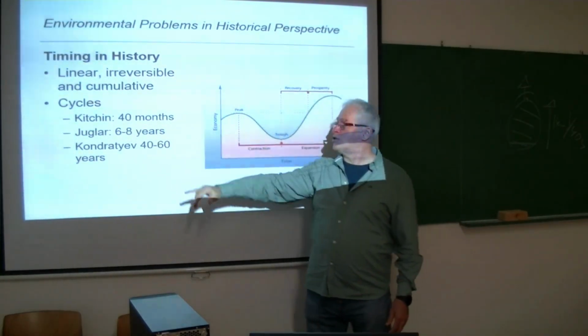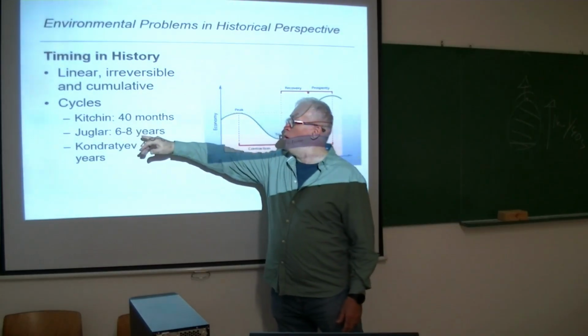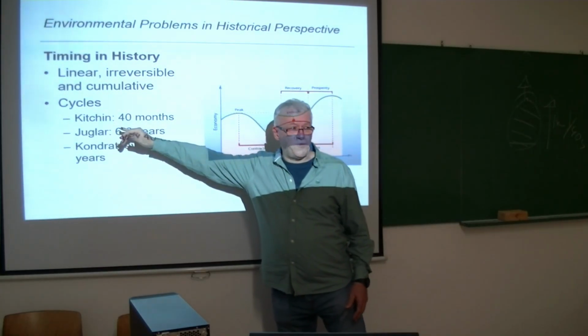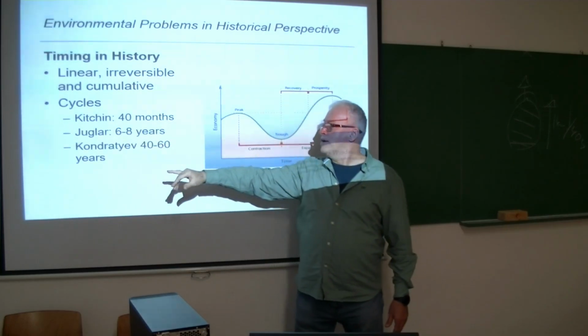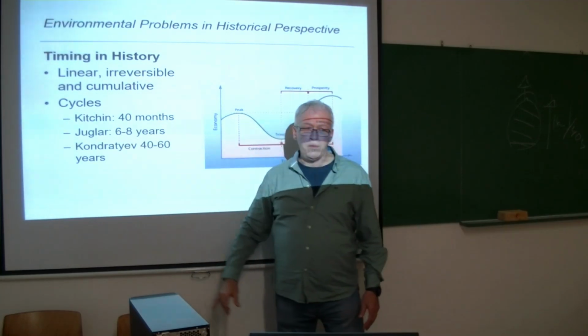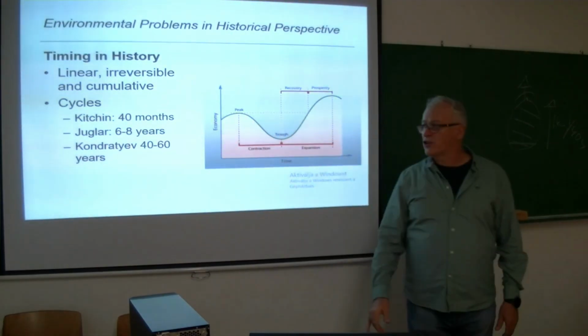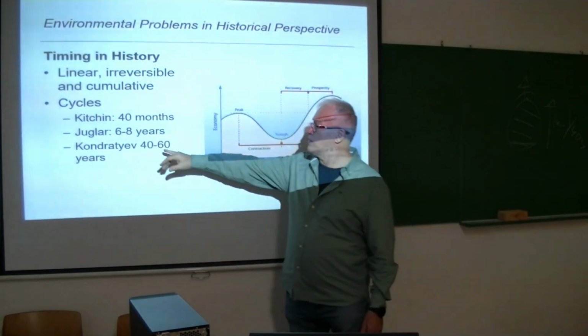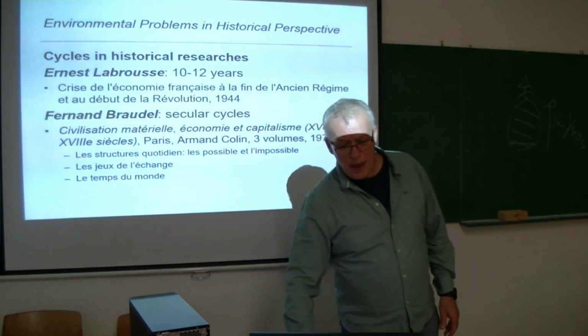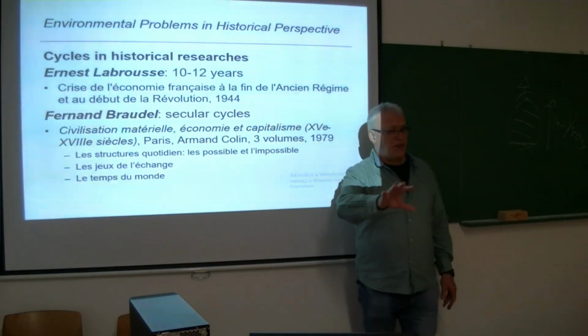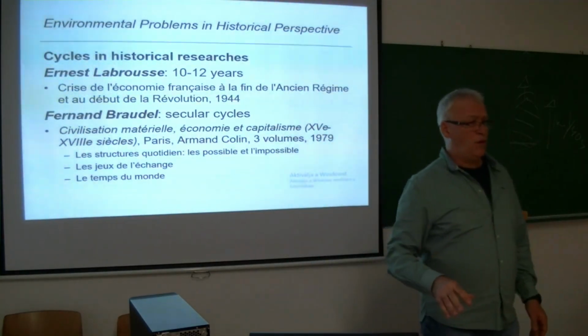Kitchin, a British scholar, reconstructed a 40-month-long cycle. Juglar, a French scholar, a 6 to 8 years long cycle. And Nikolai Dmitrievich Kondratyev, a Russian scholar, reconstructed the longest one, a 40 to 60 years long cycle. Turn to that direction of history and to the problem of cycle.